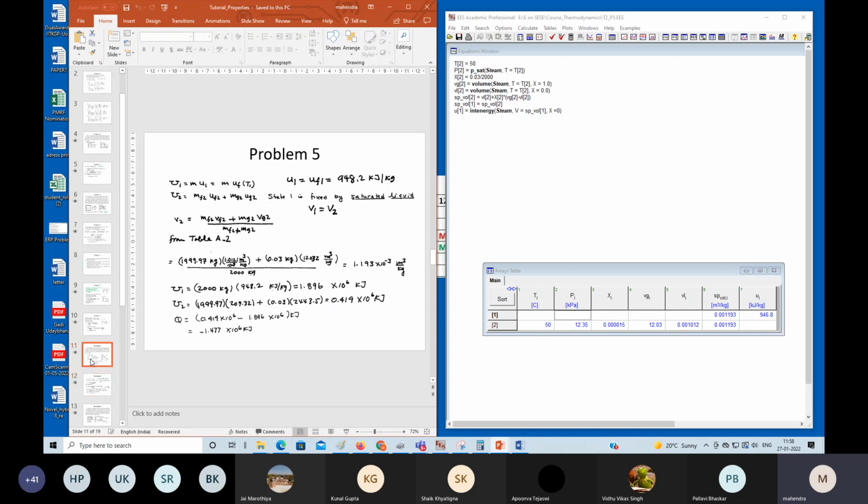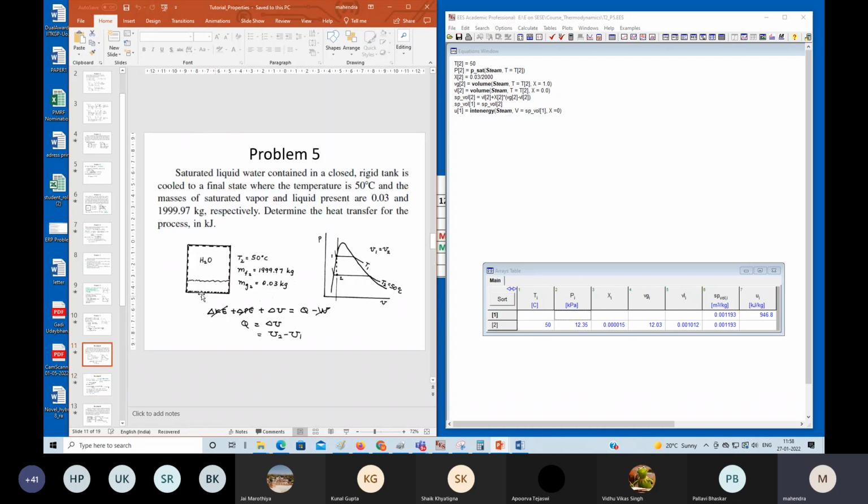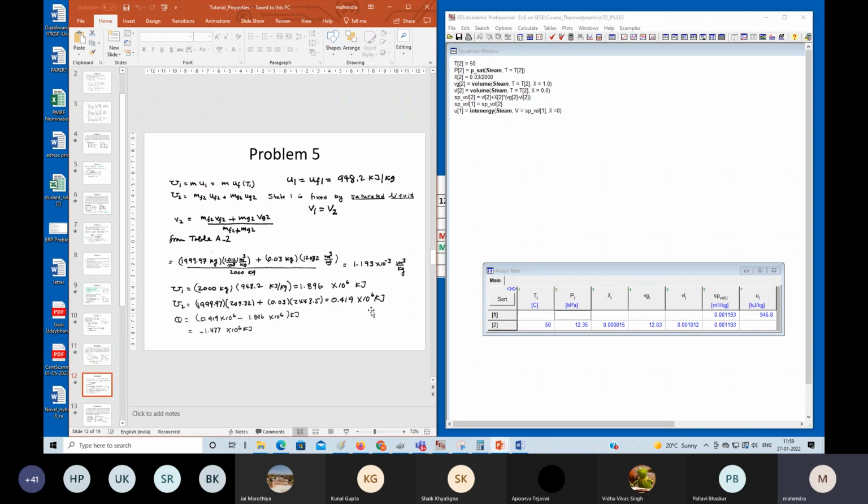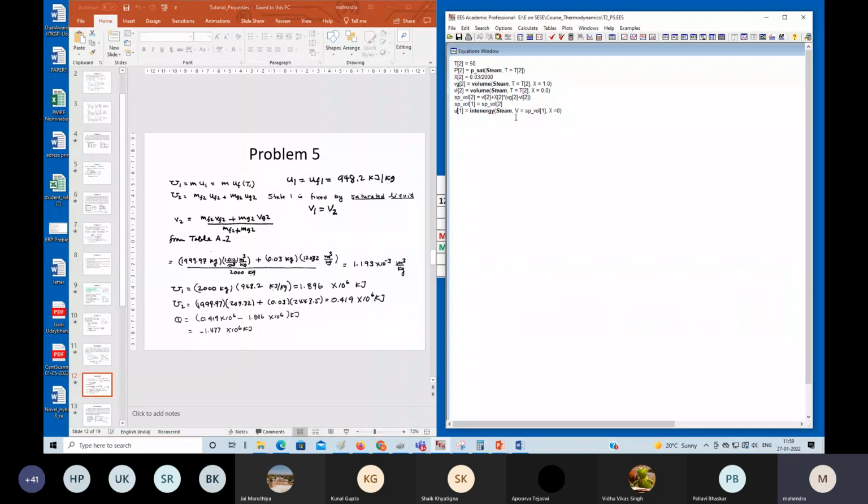So this is a constant container, right? This is a constant volume chamber. Here work is 0, this we have discussed earlier. Only heat transfer equal to delta U. Delta U is U2 minus U1. U1 we have calculated now. U2 we are calculating this way.